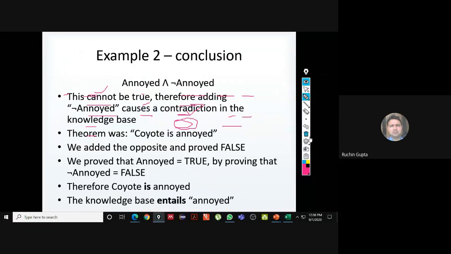So what we are getting from the first case is annoyed and not annoyed, and you know that annoyed and not annoyed cannot be true. So adding this not annoyed causes a contradiction in the knowledge base, and that's why we conclude that the added assumption was false. It means the coyote is not annoyed is going to be true. It means that the knowledge base can derive that coyote is annoyed, and this coyote is annoyed is going to be added to the existing knowledge base.